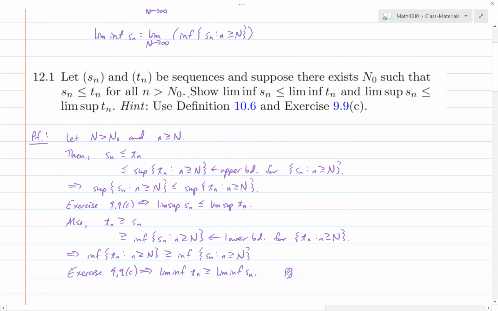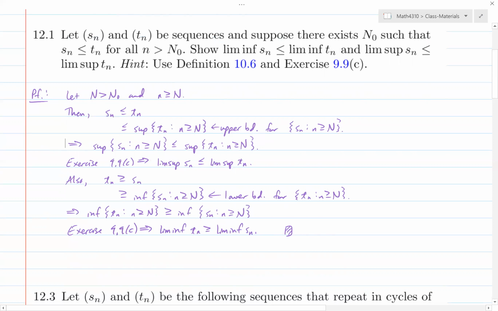So I say, okay, well then, the Sn terms are less than or equal to Tn. If that's true, then Sn is also less than or equal to the sup over all the Tn where n is greater than or equal to capital N. So this tells me that this sup is an upper bound for the set of numbers Sn with n greater than or equal to capital N, because this was just some arbitrary n. Well, what does that mean? The sup of this set is the least of all upper bounds, so it has to be less than or equal to this specific upper bound.